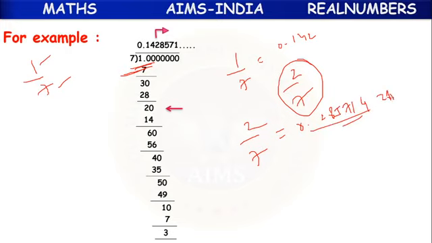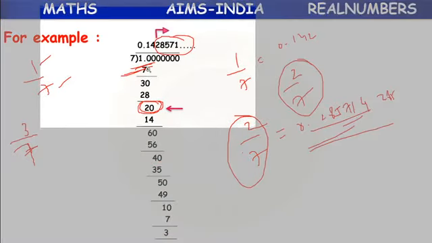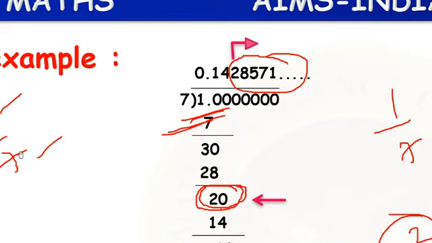Again 2, 8. So by observing the position of this 20, by observing the position of the quotient and the remaining decimal places, we can express the decimal expansion of 2 by 7 without division. Suppose from this table I want to find the expansion of 3 by 7. Then we have to see 30. 30 is here. 30 is the dividend.